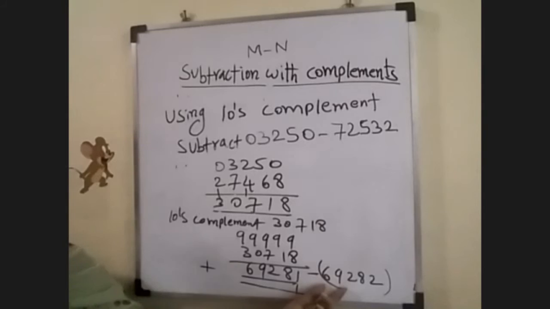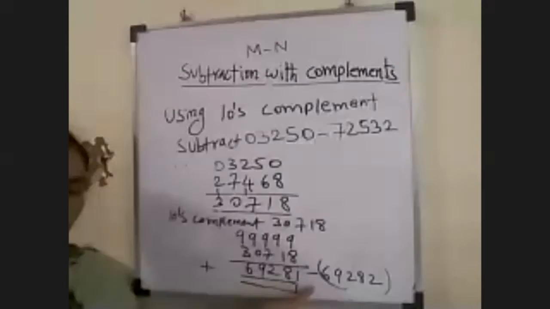Minus 69282, ma'am. Minus 69282. Is it correct now? Yes, ma'am. So that way you can cross check with your answer.